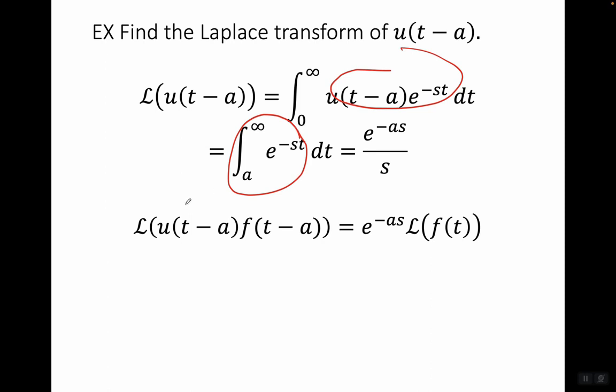In the same way, we could show that the Laplace transform of u of t minus a times f of t minus a is e to the negative as times the Laplace transform of f of t.